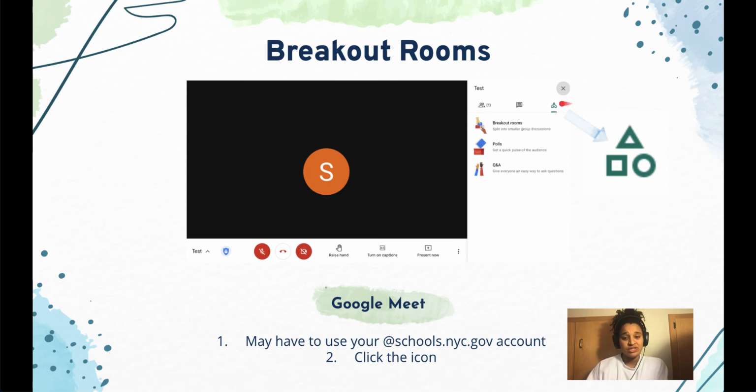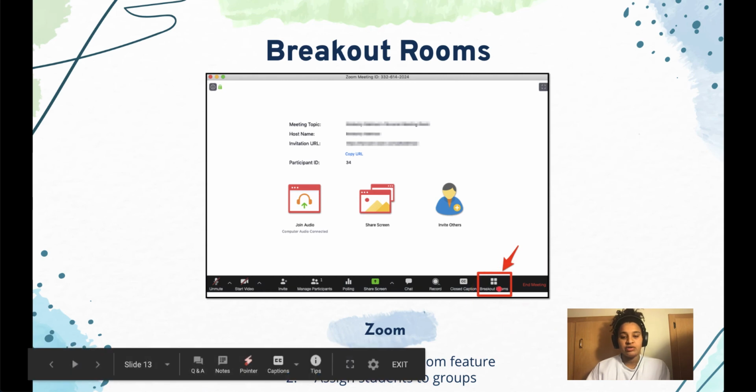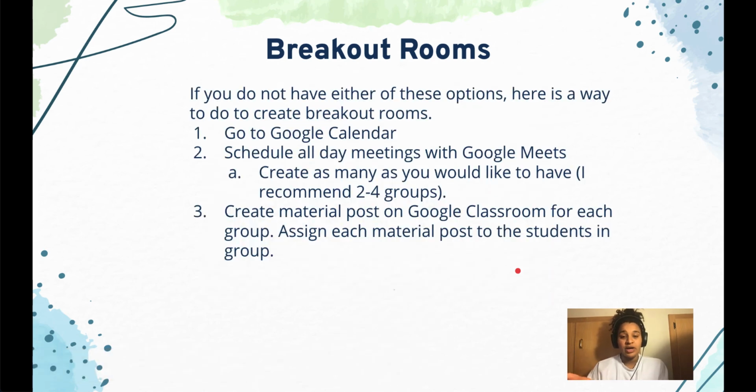It's really easy. You just click it and then you click the kids that you want to go into whichever room. Same thing for Zoom. There's a button at the bottom that says breakout rooms. The list will pop up and then you click on the names that you want to go into which group. If you do not have breakout rooms on your Zoom or Google Meets account, there is a way to create breakout rooms, and I'm going to quickly show you how to do that.